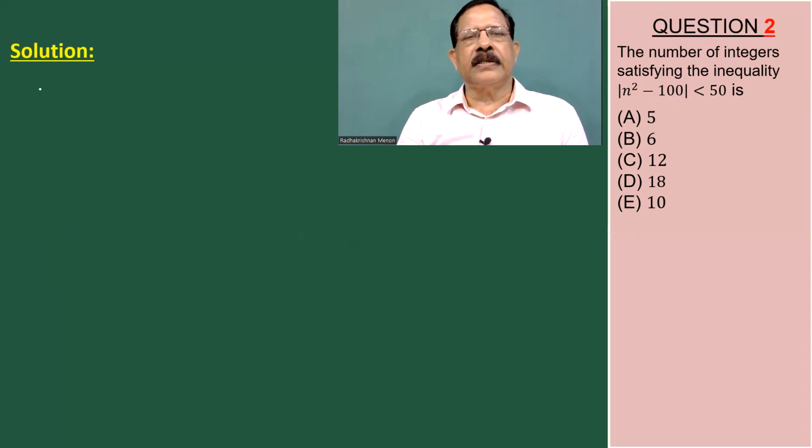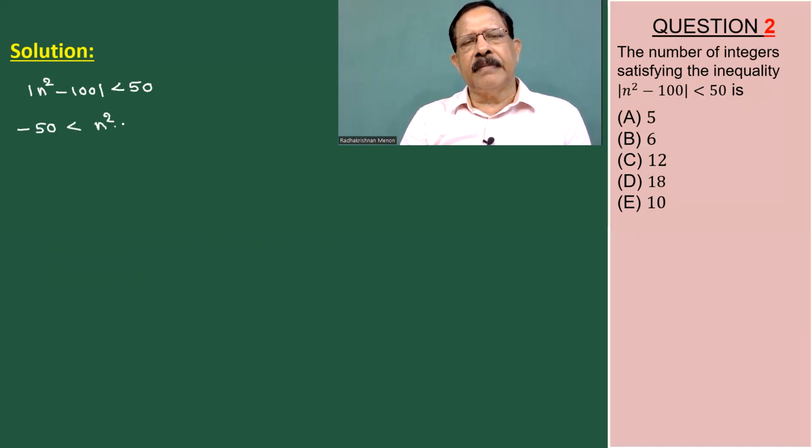Again, the concept of modulus. When we are solving this type of question, the concept of modulus in inequality is very important. So again, minus 50 less than n squared minus 100 less than 50. We are adding 100 to get the interval in which n squared lies. Therefore, 50 less than n squared less than 150.